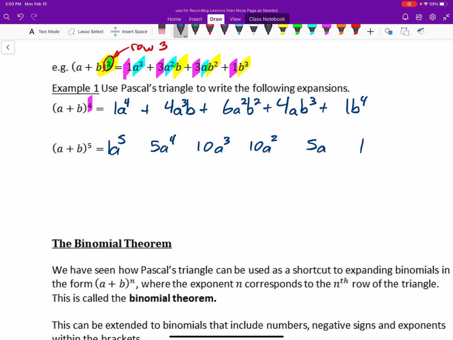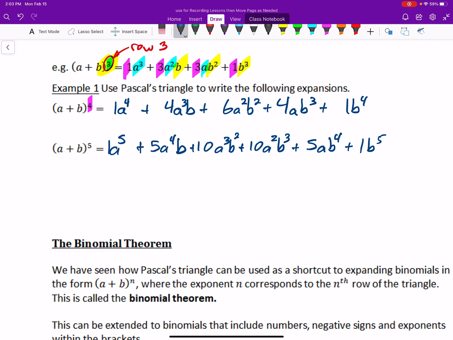I start with no b in the first term and go up from there, b to the 1, b squared, b cubed, b to the 4, b to the 5. Put plus signs between them all, and that is certainly a much quicker way to expand a plus b to the 5 than having to do all that multiplication and FOIL and stuff like that. So that's nice, right? That's a real time saver.